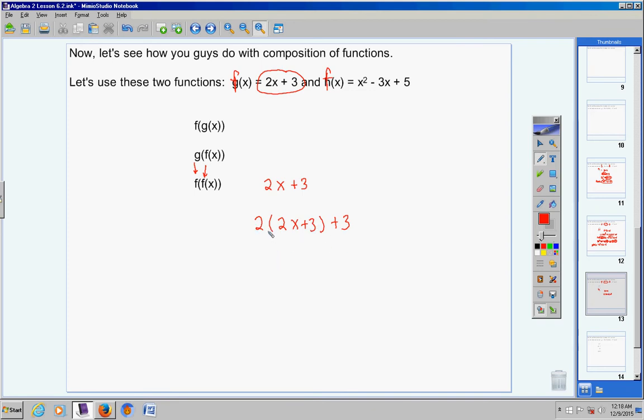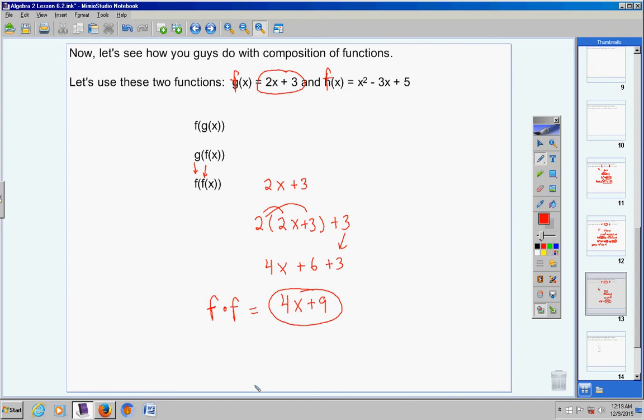Let's simplify now. This 2 is right next to the parentheses. Let's multiply it through. 2 times 2x, and 2 times positive 3. And then bring down your positive 3. And now combine your like terms. 4x, positive 9. So f of x equals 4x plus 9.